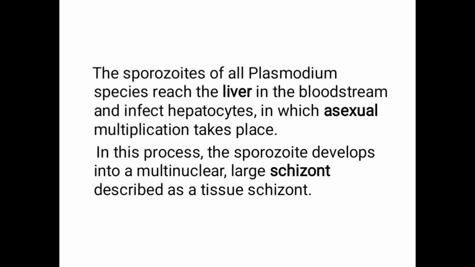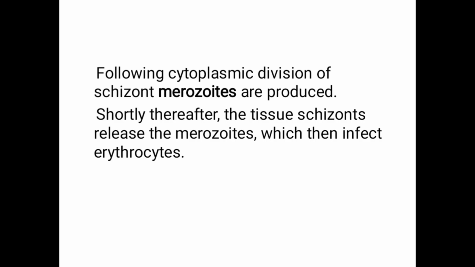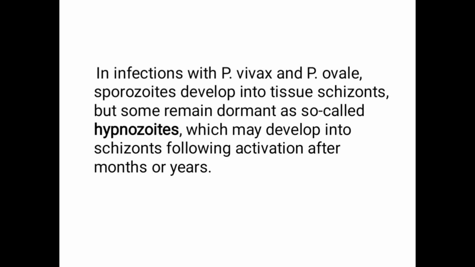The sporozoites of all Plasmodium species reach the liver in the bloodstream and infect the hepatocytes, in which asexual multiplication takes place. In this process, the sporozoite develops into a large multinuclear schizont, described as a tissue schizont because it is inside the liver. Following cytoplasmic division of the schizont, merozoites are produced. Shortly thereafter, the tissue schizont releases the merozoites, which then infect the erythrocytes in the blood.